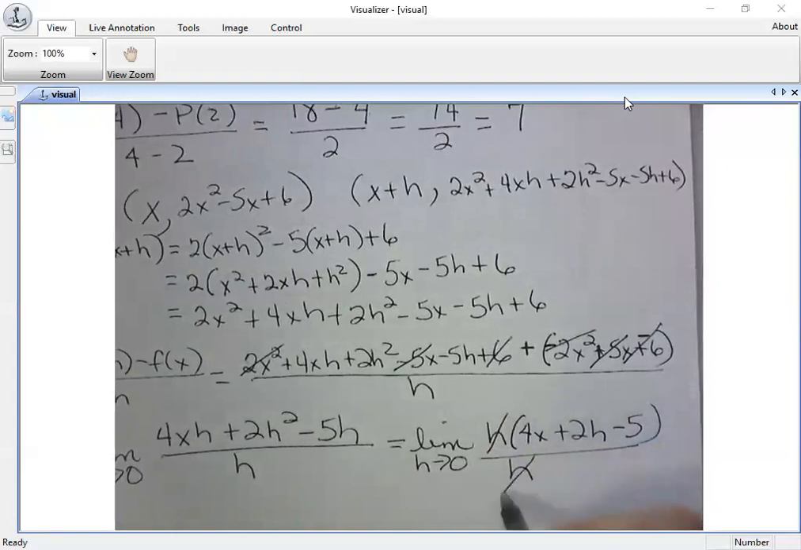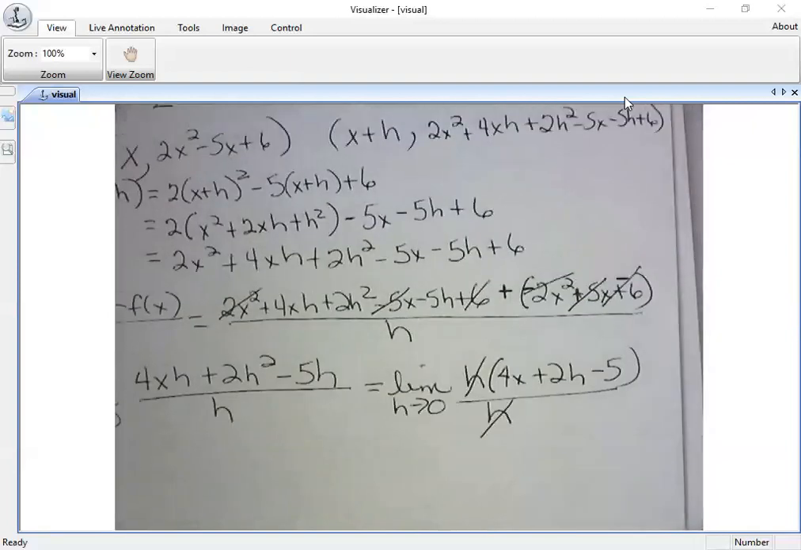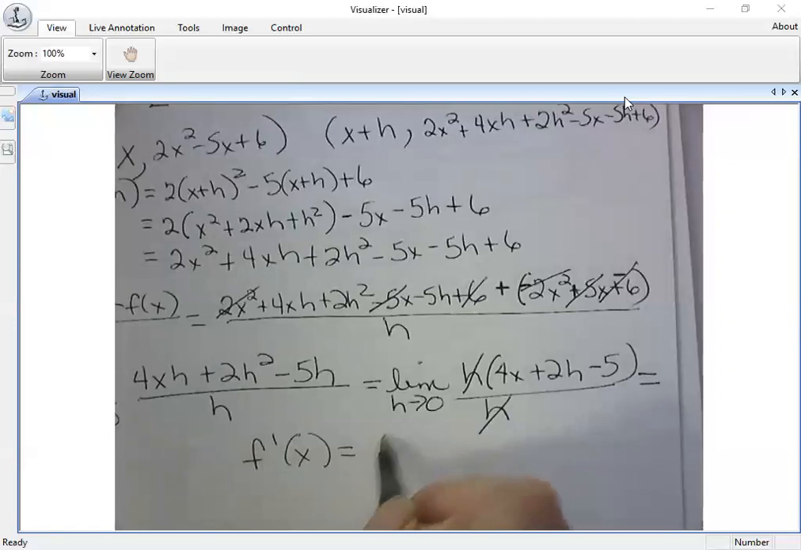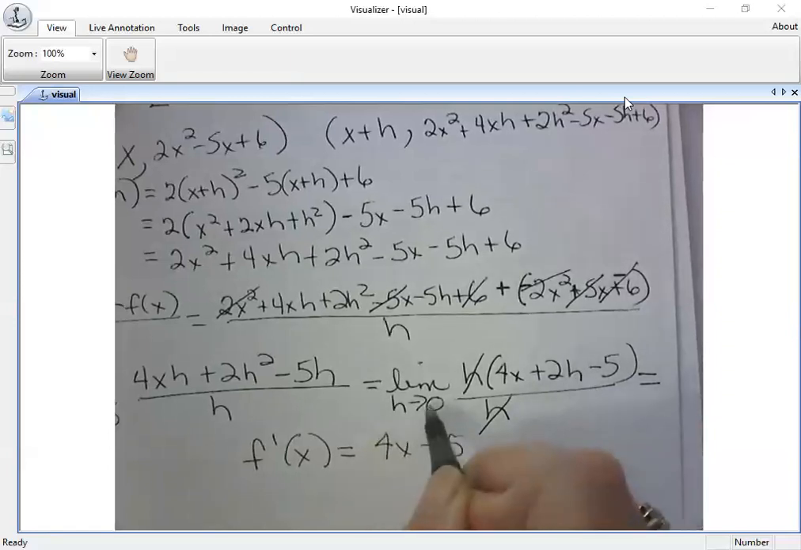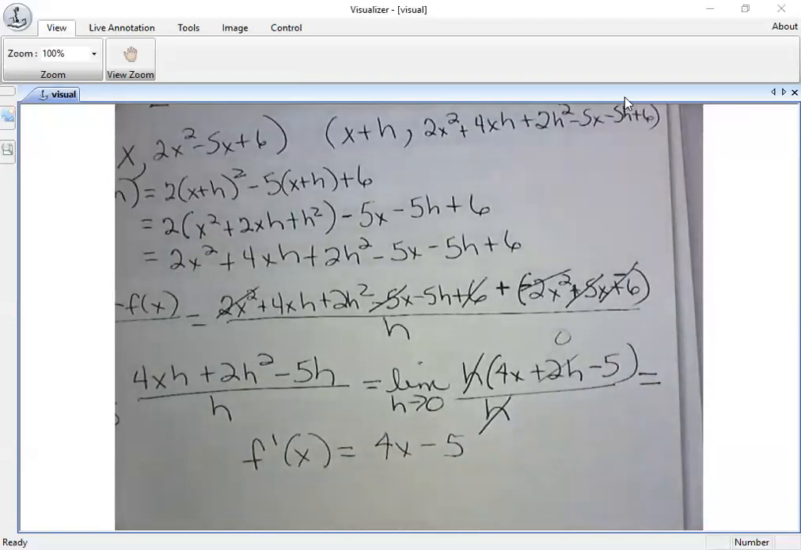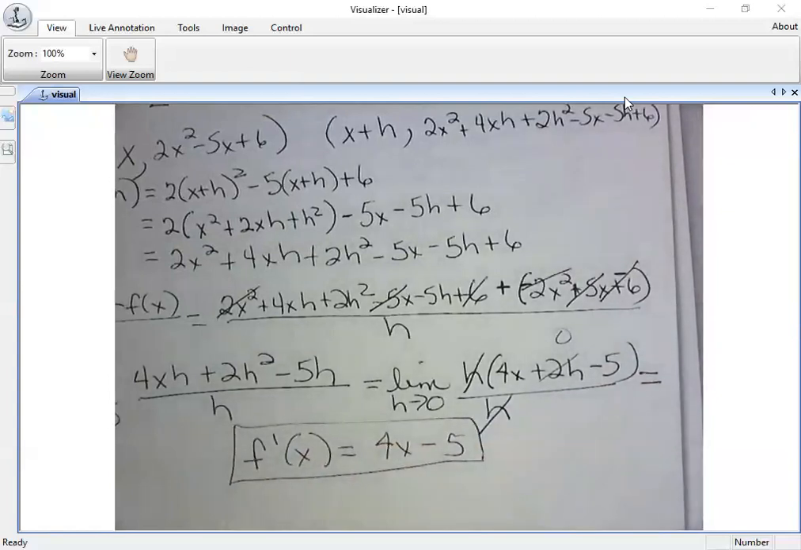My h's cancel. Am I ready to sub in now? Because I can put the 0 in for h, and I will actually get an expression that is not undefined. So when I do that, I come up with my f prime of x equals what? 4x minus 5. Because when I put in 0 for this, that's going to become 0, isn't it? 2 times 0 is 0. So here is my instantaneous rate of change equation, or my derivative.